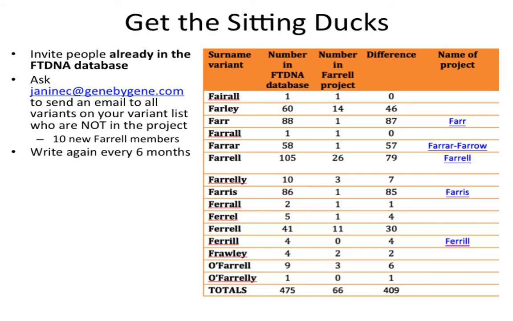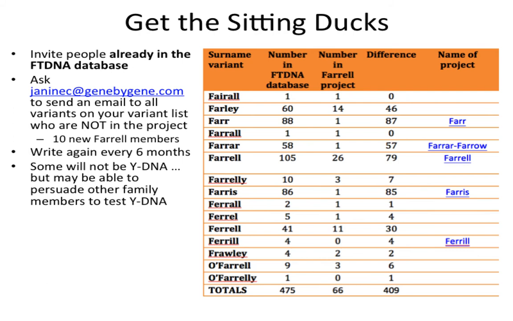Now, a lot of them will not be Y DNA. They'll be autosomal DNA or mitochondrial DNA, but they will have contact with other relatives who might very well do a Y DNA test. So it's very, very worthwhile at least establishing a relationship with them and trying to engage them. And by just doing that bulk email, I got 10 new members in the space of 2 weeks. That's a significant number of people.